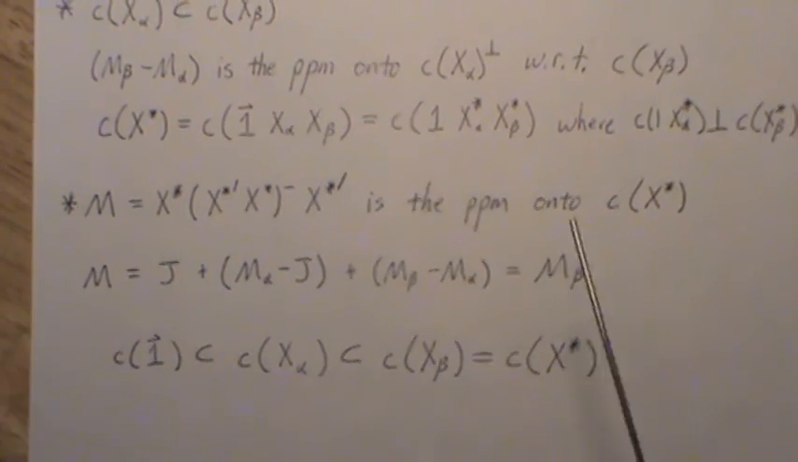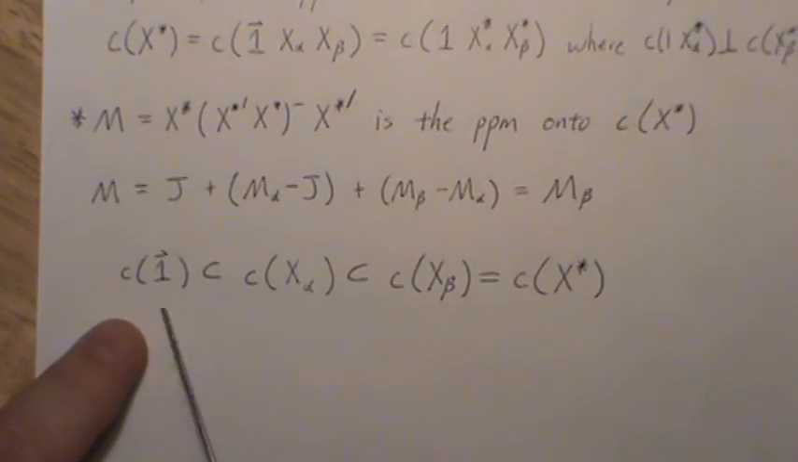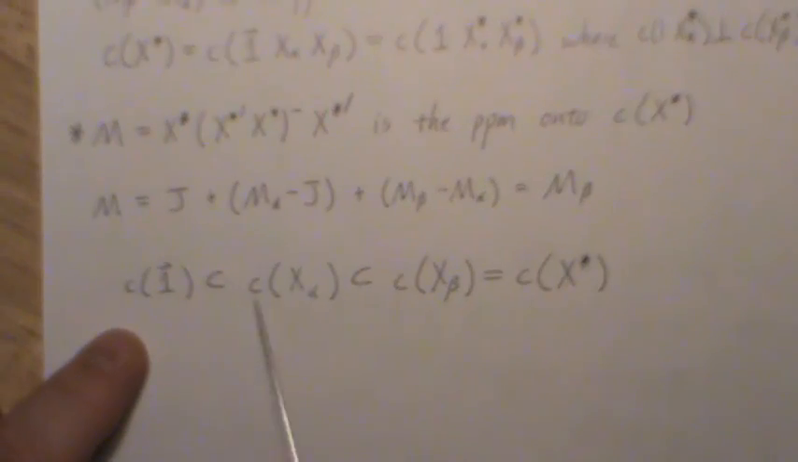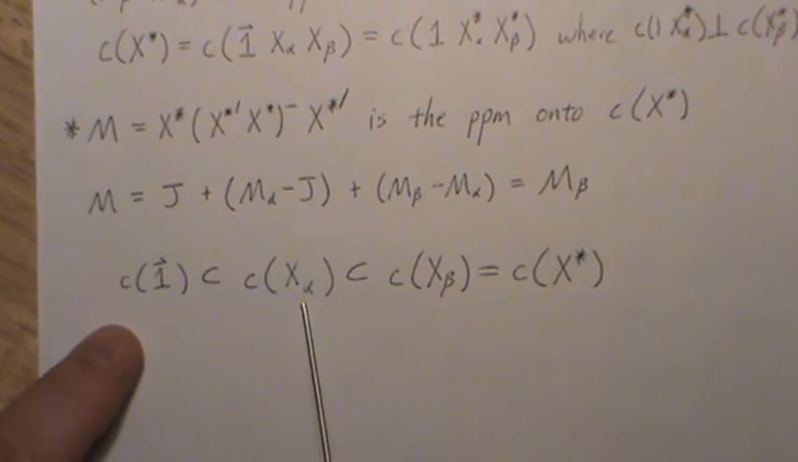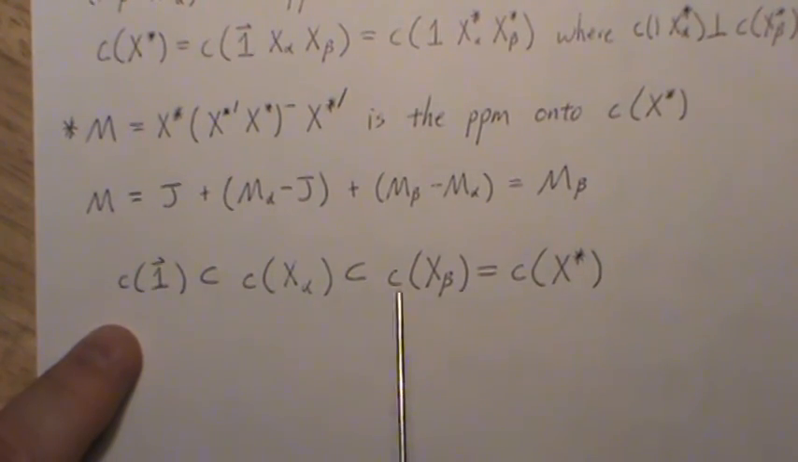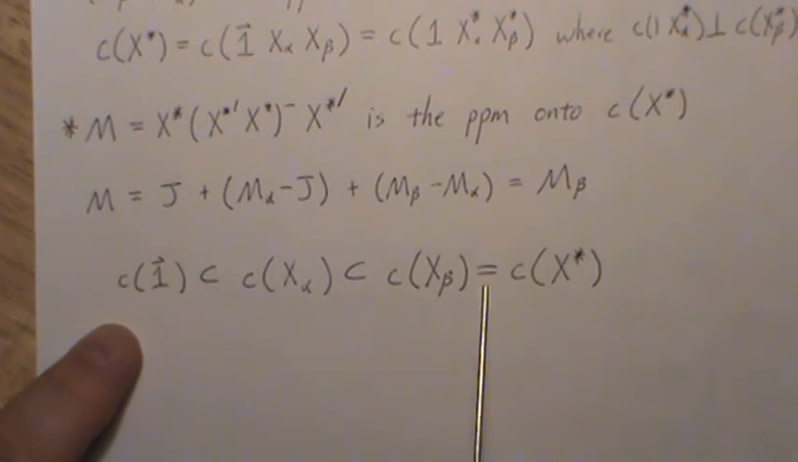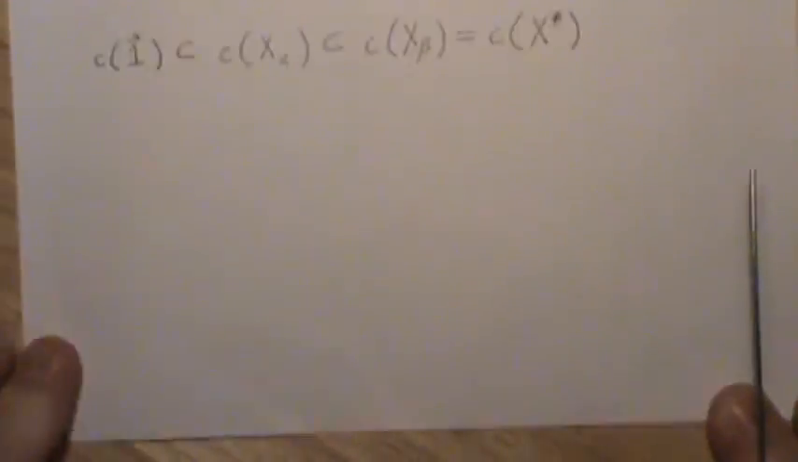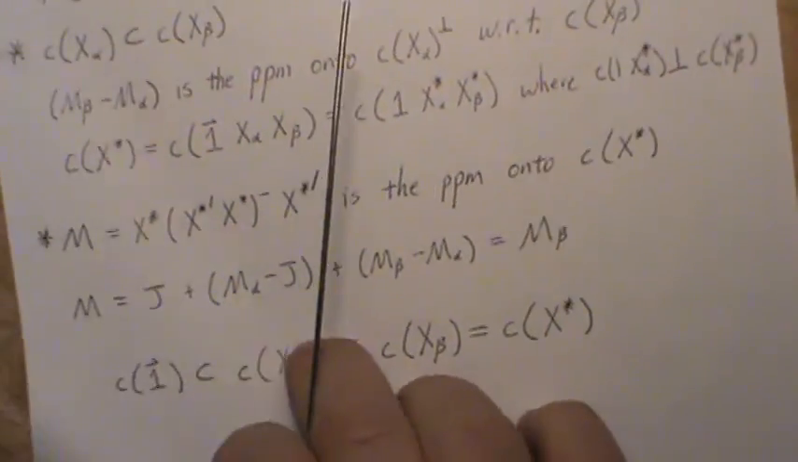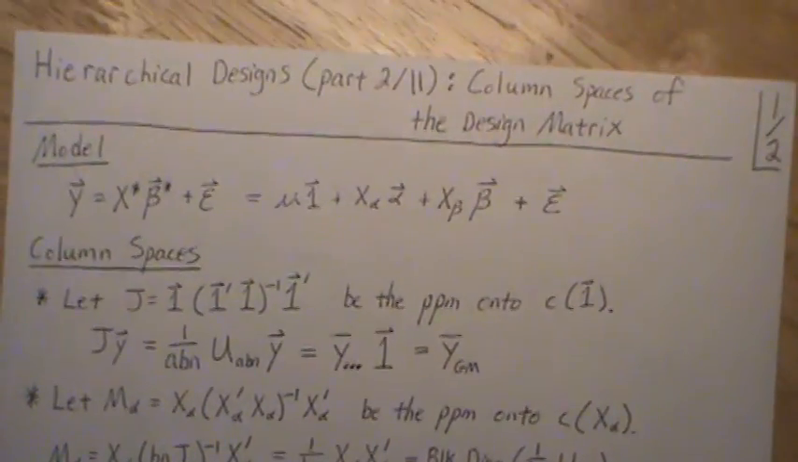So M is actually equal to the perpendicular projection matrix on the column space of beta. They're the same space. So what that tells us is the column space of 1s is a subset of the column space of alpha, which is a subset of the column space of beta, which is equal to the column space of X star. All right, well, that's all I have for column spaces of this design matrix.